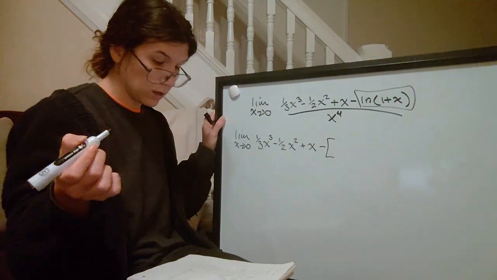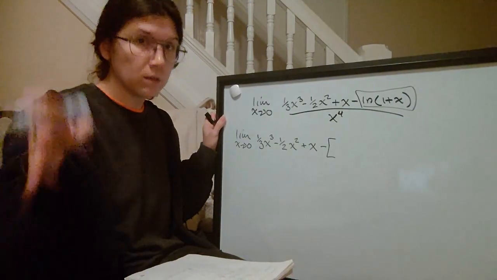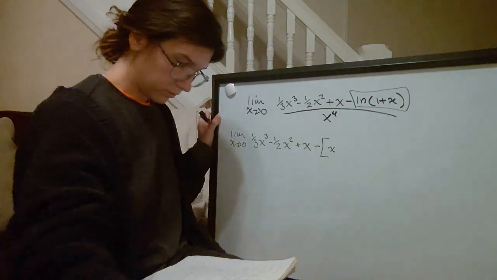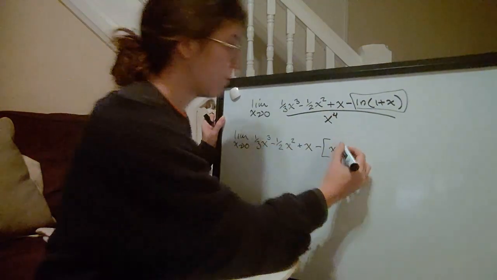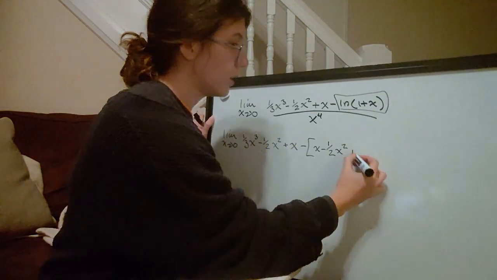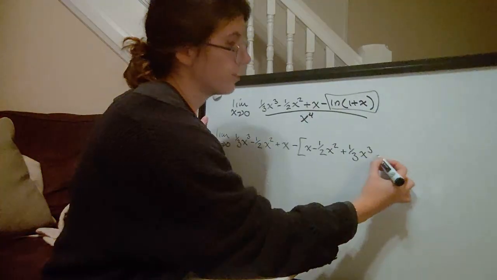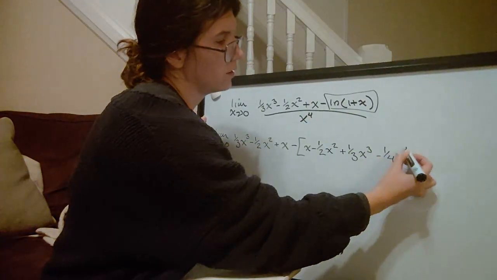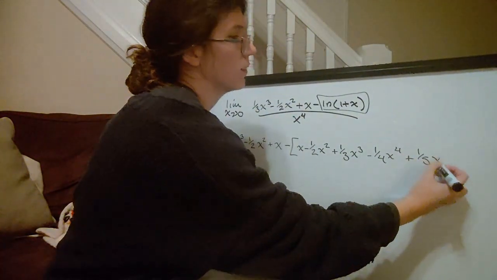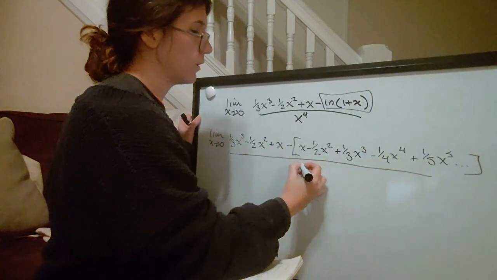So our series here, and this is going to serve our purposes best if we write it out, is x minus 1/2 x squared plus 1/3 x cubed minus 1/4 x to the 4 plus 1/5 x to the 5, so on and so forth. And then obviously all of this over x to the 4.